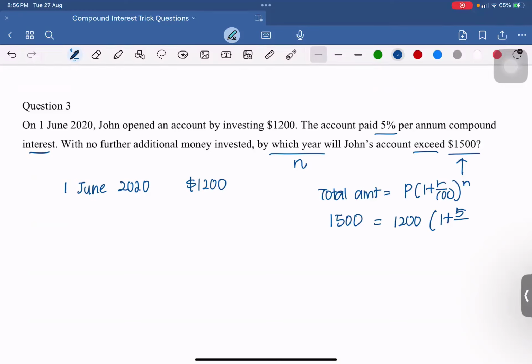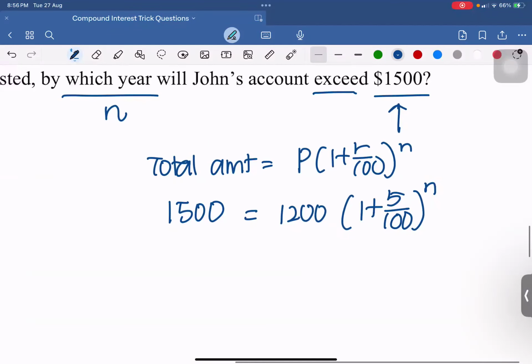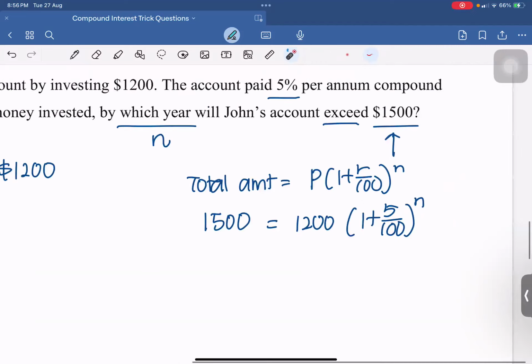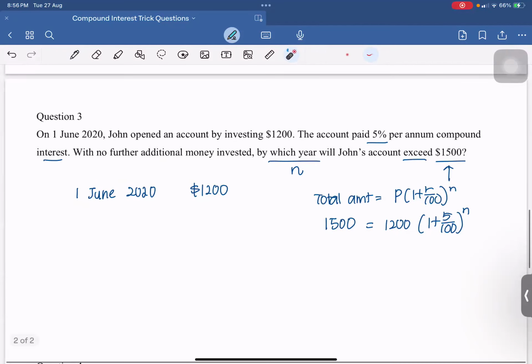Okay, 5%. But the problem is this unknown here is in the power. When the unknown is in the power, it's very difficult for you to guess or work backwards to get this one, unless you learn A math to do logarithm. So the only way that the question is trying to force you to do is you cannot use the formula method. You have to do the long cut step by step.